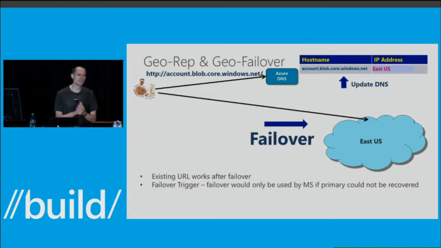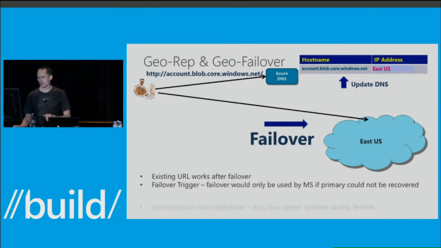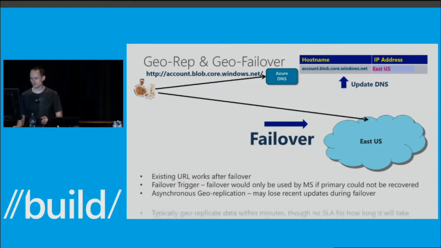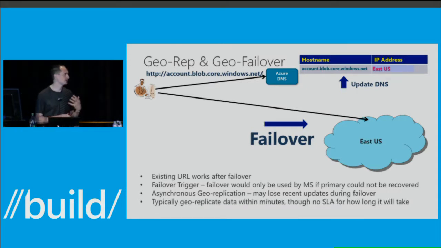One is that this failover will only be triggered by Microsoft if we can't recover the data in the primary region. One of the reasons for that is that the geo-replication is asynchronous. That means if we did a failover, the recent updates that had not made it over to the secondary region could potentially be lost. That's why we only want to use this as a heavy hammer if we cannot recover the data in the primary region. We typically geo-replicate the data within a few minutes, though at this time there's no SLA for how long it will take to do the geo-replication.